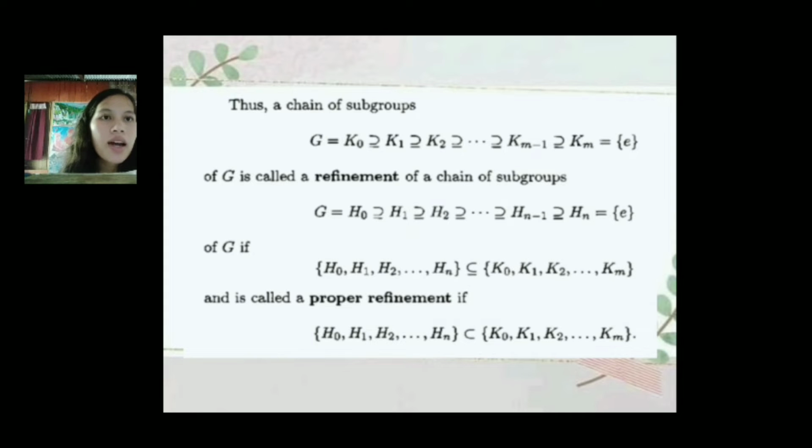H_n is a subset of the set K_0, K_1, K_2, ..., K_m, and is called a proper refinement if the set of H_0, H_1, H_2, ..., H_n is a proper subset of the set K_0, K_1, K_2, ..., K_m.